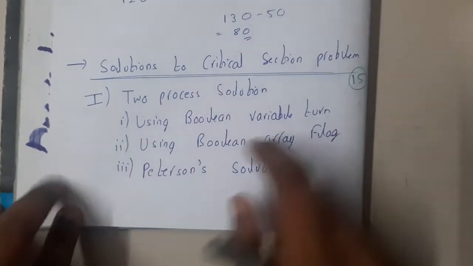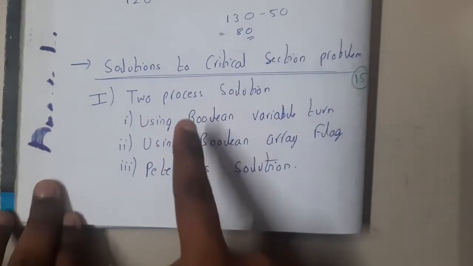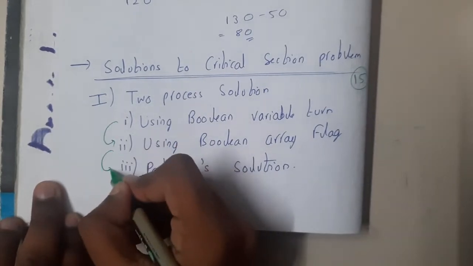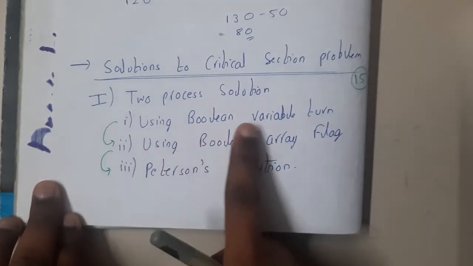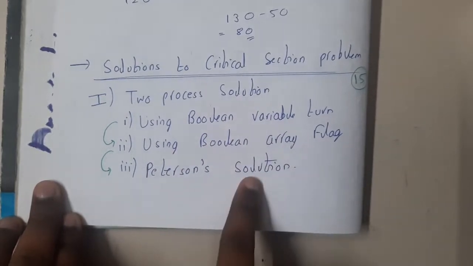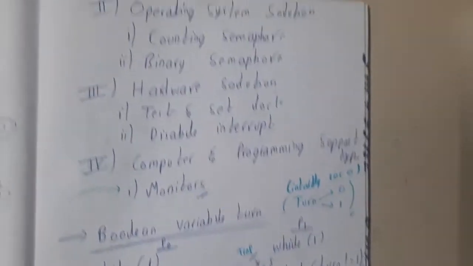Yes. So in this lecture we are going to the first solution, that is the two process solution, and in that there are three different approaches, guys, and you will see improvement as we progress. The first is using a boolean variable turn, then using a boolean array flag, and then the Peterson solution. So we'll be discussing these three in this lecture.